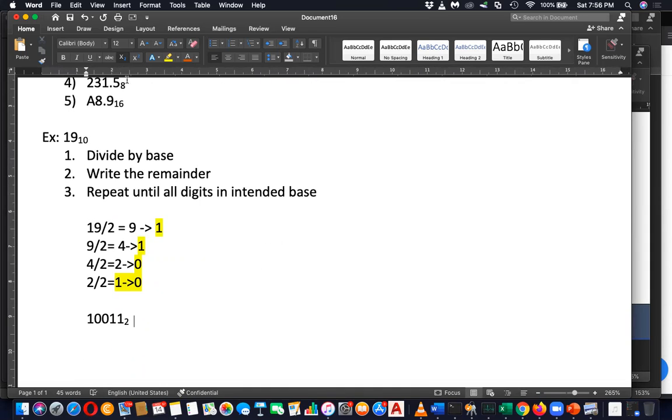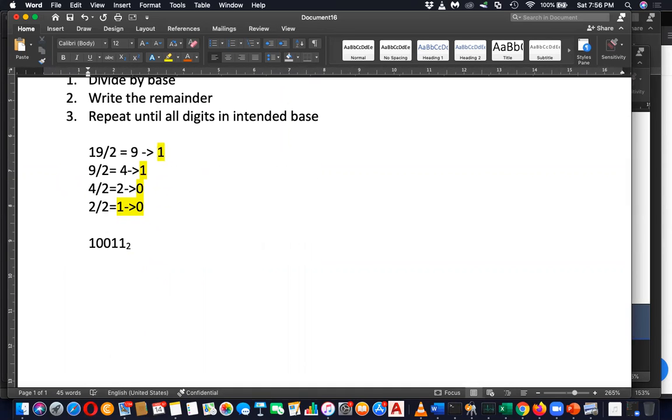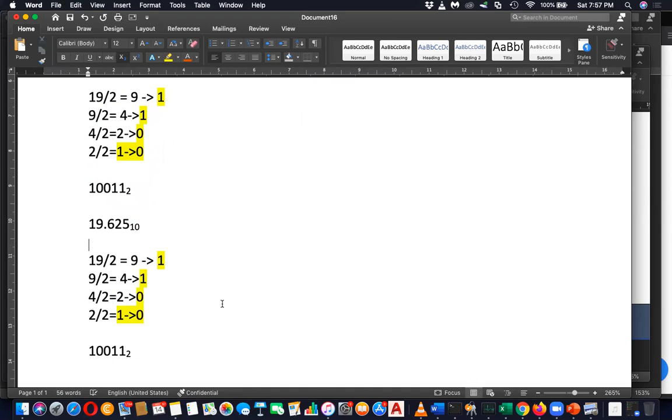Okay, what happens if you have a decimal number like this, 19.625? So how are we going to do this? For 19, you apply the same method and divide. But for 0.625, there's a separate method.